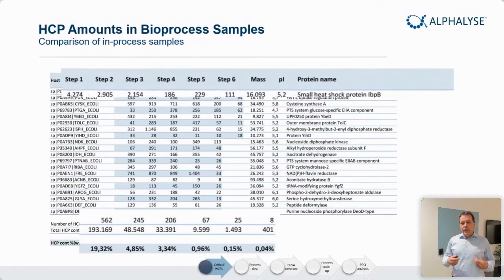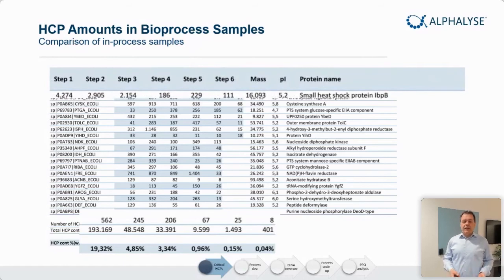But on top of that, you get this detailed information about which individual HCPs you have in the sample. So you get the name, the accession number, the PI, the molecular weight of any given HCP we find in your sample. And you can also really easily monitor in which step it is that I remove or purify the drug substance for this specific HCP.